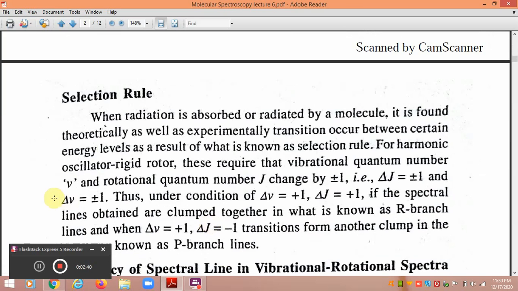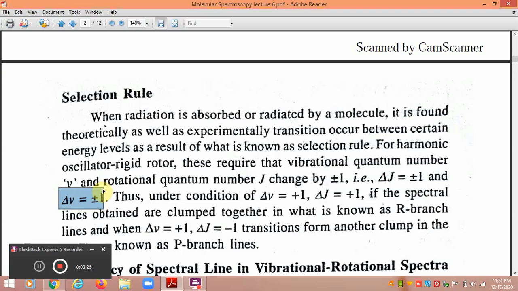Dear friends, in rotational and vibrational spectroscopy we have studied the selection rule. Whenever radiation is absorbed by a molecule, it is found theoretically as well as experimentally that transition always occurs between certain energy levels, and this results in what is known as the selection rule. So for a harmonic oscillator rigid rotor, the selection rule for the vibrational quantum number and the rotational quantum number is delta J equal to plus minus 1, and delta V is also plus minus 1. So these are the two conditions.